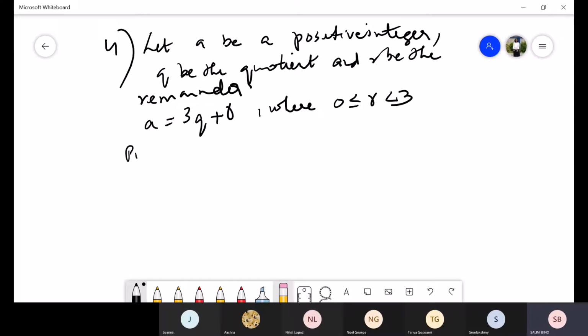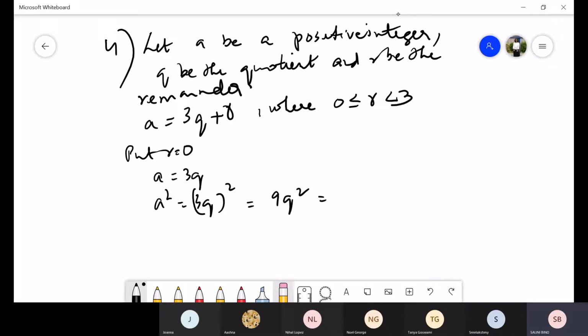Now what you have to do? Put r equal to 0. So when you put r equal to 0, what will happen to a? It will become 3q plus 0, which is 3q. So we got a equal to 3q. Not over. In the question they say the square of the positive integer, that means you have to square it. So we are going to square this number, and we get 9q square. And you have to express it as 3m or 3m plus 1.